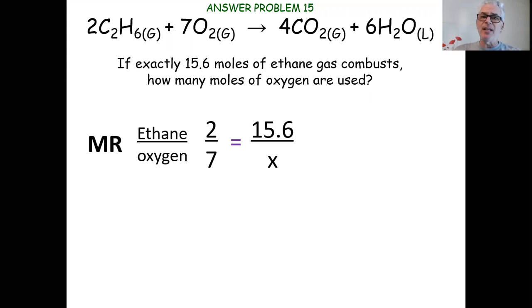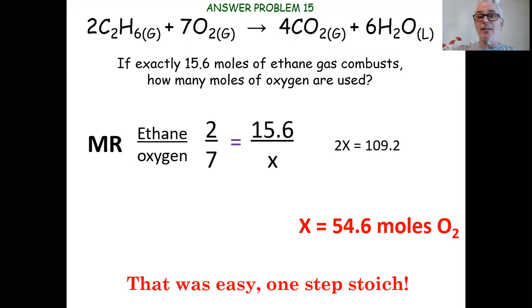Now, what if we had 15.6 moles of ethane? Because it's chemistry class, you've got to do some math. It's a silly number, really. Well, if it's in a 2:7, it's got to stay proportional to 15.6 to I don't know what. But because it's an equality, you can cross multiply and solve for the answer. So the answer here, mathematically, we're going to multiply. It's 2x is 109.2. We divide both sides by 2 to get x equals 54.6 moles of oxygen.